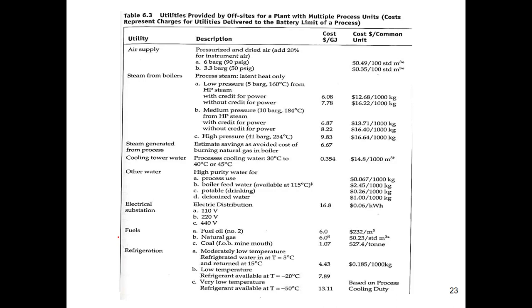Let's have a look at table 6.3. Here you can see, for example, how much each item costs: the fuels that we need, the electrical things, refrigeration. Okay, this is mainly for utility actually, not for raw material. For raw material, as I said, we use the PFD. This is mainly for utility. The utility that you have, how much does it cost? For example, for air supply, steam that you need, you have all the values per 100 standard cubic meters. STD is a standard cubic meter.